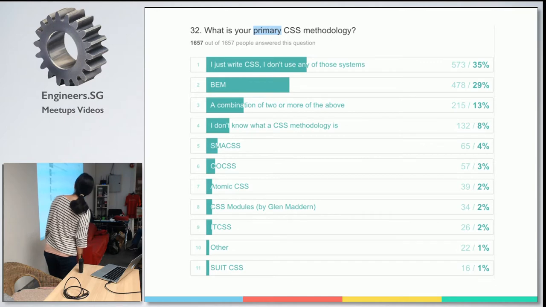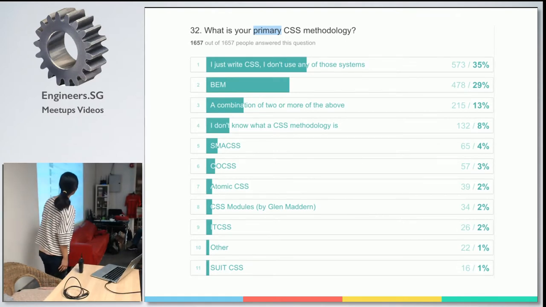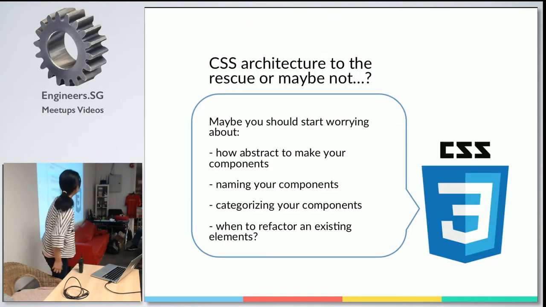But what's surprising is that some people don't use any system. If you add the first category and the fourth category, I think it adds up to more than 40%. So more than 40% of people actually don't use a CSS methodology, which is a bit frightening. But it actually makes sense, because CSS architecture is not very simple. There are many things to start worrying about.